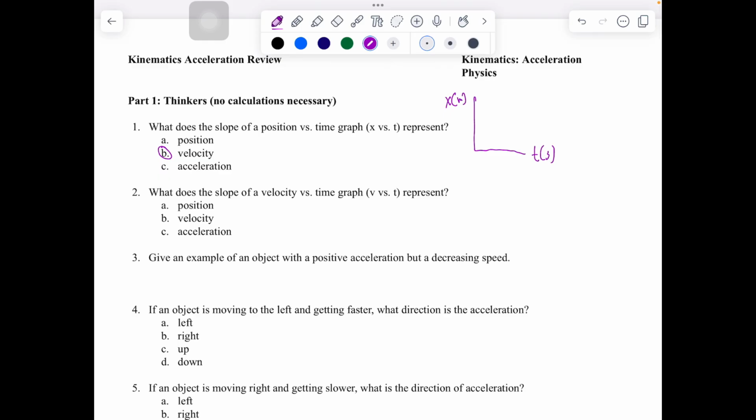Slope of a velocity versus time graph is acceleration. And using the same process, slope is rise over run, while our rise is velocity, which is meters per second. Our run is time, which is seconds, and we get meters per second squared, which is the unit of acceleration.